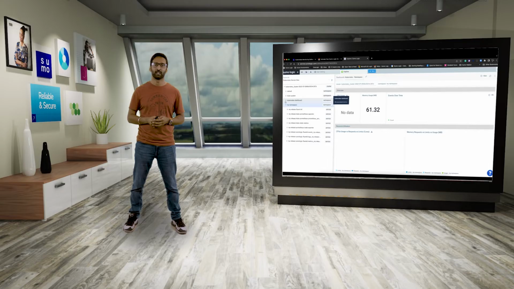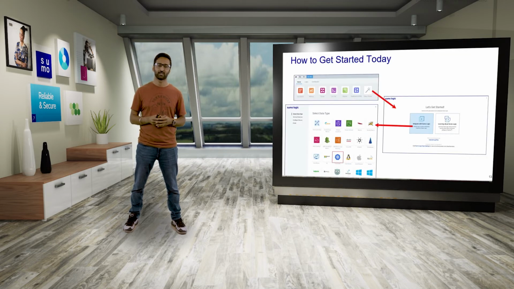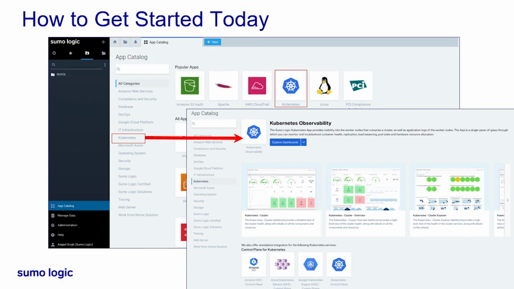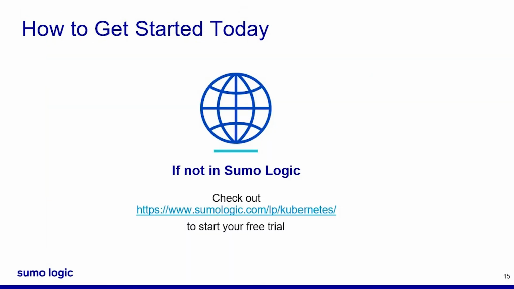If you want to get started with this new workflow, there are various places from where you can access it. The first is from the setup wizard. You can go to the home page, click on the setup wizard tile there, and eventually find the Kubernetes tile in the list of data sources. Secondly, you can go to the app catalog and click on the Kubernetes category or the Kubernetes tile that is highlighted in this screenshot. Finally, if you are not currently using Sumo, you can go to the above link and try out the Sumo Logic Kubernetes solution.